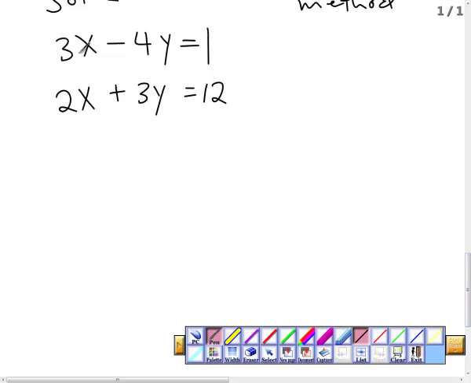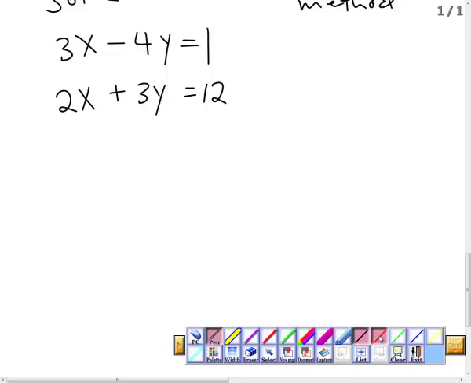Okay, which means when you're looking at these, you want to look at the easiest possible way to eliminate it. It helps to see if there's anything that has opposite signs, like the y's have opposite signs, negative and a positive, but your coefficients are different. So we want to get them to the same.